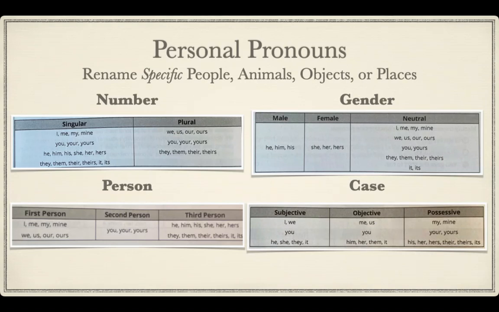Subjective case pronouns are used as the subject of a sentence, and objective case are used as objects of prepositions or direct objects or indirect objects. Possessive case pronouns are used as possessive adjectives.